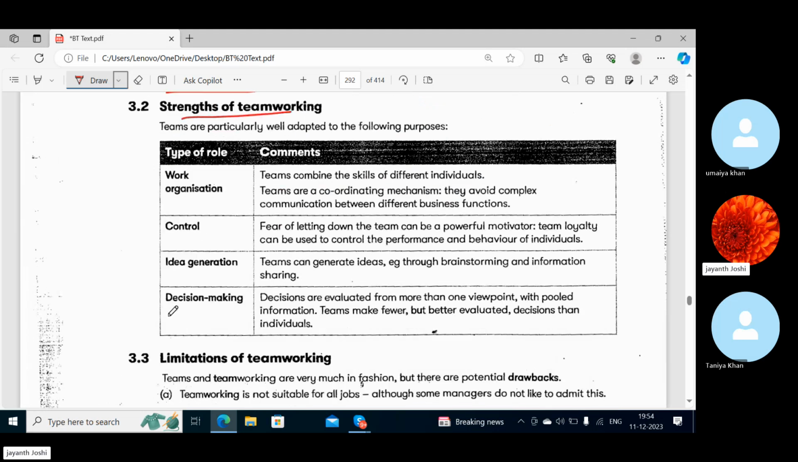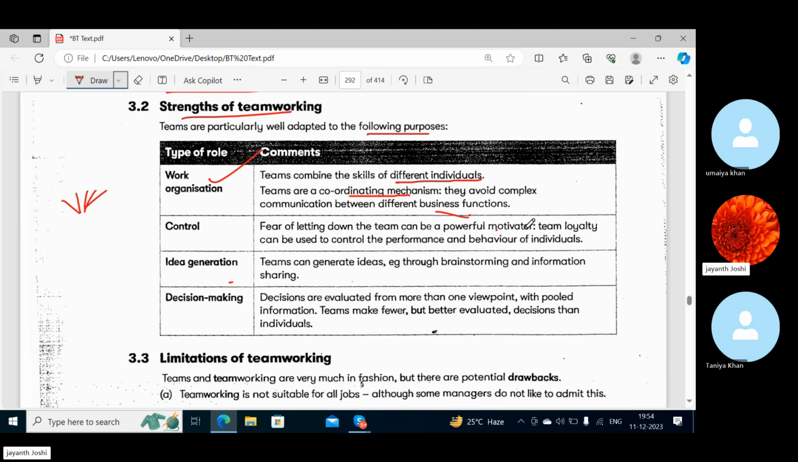Strengths of team working. Teams are particularly well adapted to the following purposes. Type of role, work organization. Some comments on this. Teams combine the skills of different individuals, first of all. Teams are a coordinating mechanism. They avoid complex communication between different business functions. Teams combine skills of different individuals because different individuals are a part of the team. Teams are a coordinating mechanism. There's a coordination which is very much required. They avoid complex communication. They want to make things very easy always between different business functions. Control, fear of letting down the team.